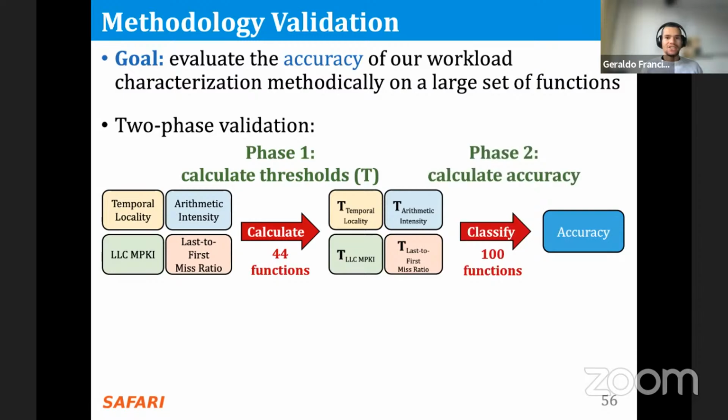In phase 2 of validation, we calculate the accuracy of our workload characterization by classifying the remaining 100 memory bound functions using the threshold values obtained from phase 1 and the LFMR curve slope. After phase 2, a function is considered to be correctly classified into a memory bottleneck class if and only if it fits the definition of the assigned class using the threshold values obtained from phase 1 and follows the expected performance trends of the assigned class when the function is executed in the host CPU system and in the NDP system.